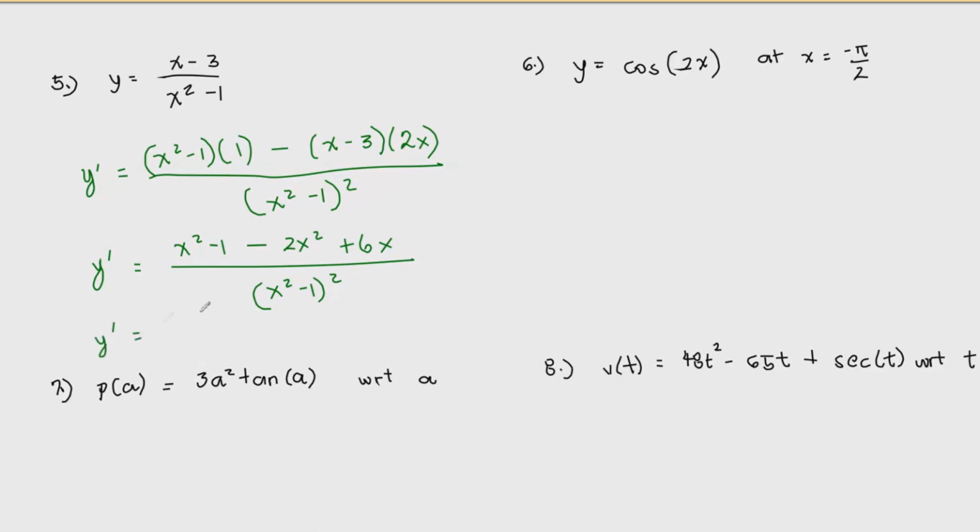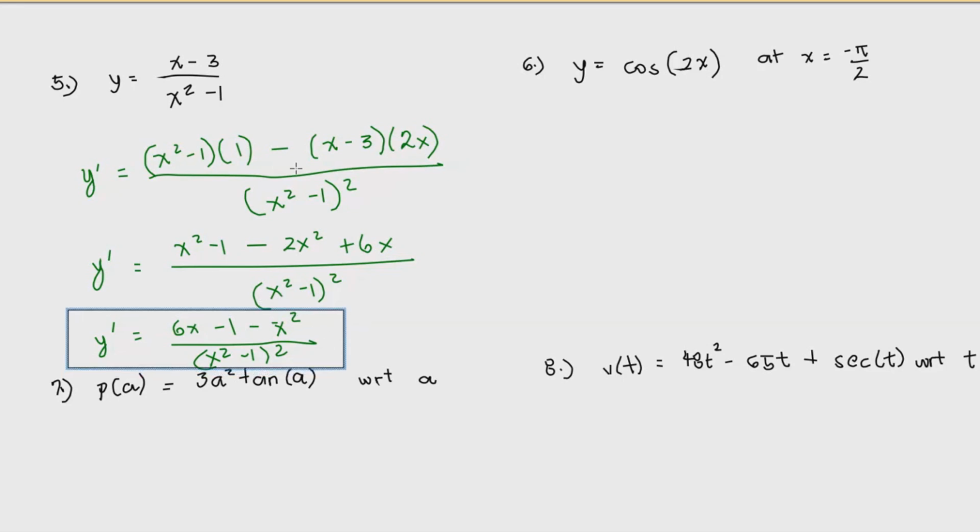So y prime would be equal to, can we combine? Yes, we can combine these like terms here. I'll just be writing 6x at first, since it is the positive one here. And then minus 1, and then minus x squared. Then divided by x squared minus 1 quantity squared. So this is your final answer.